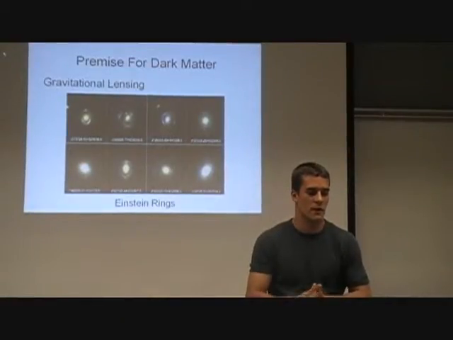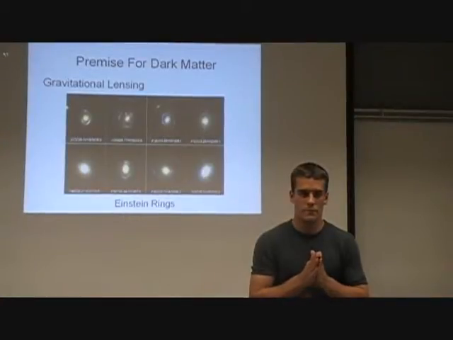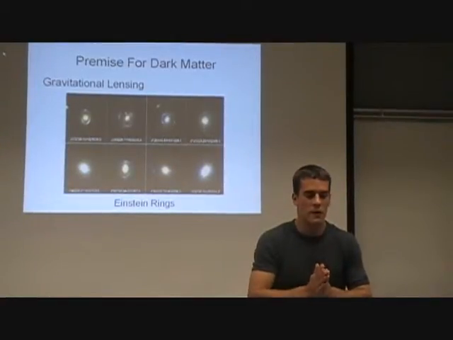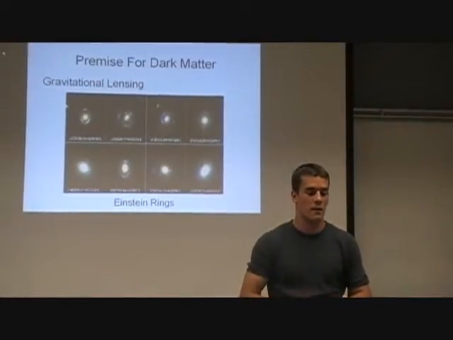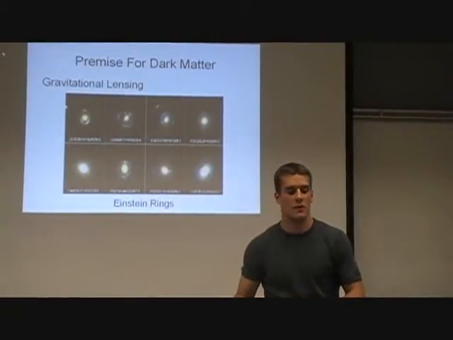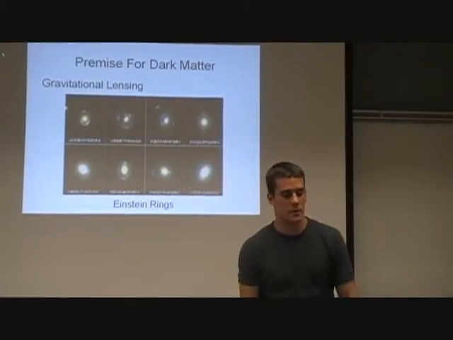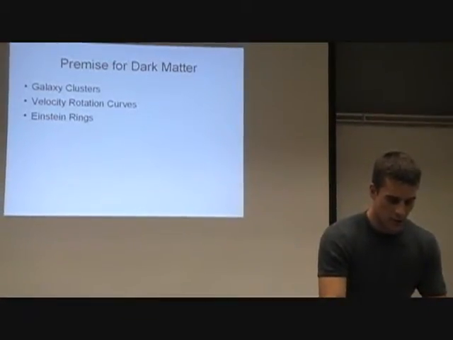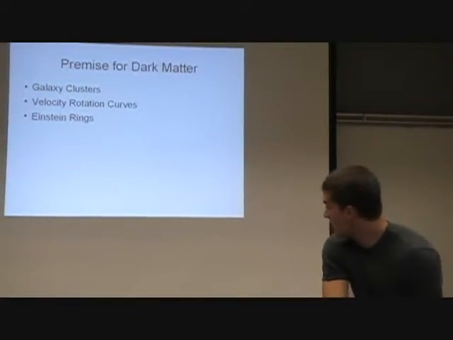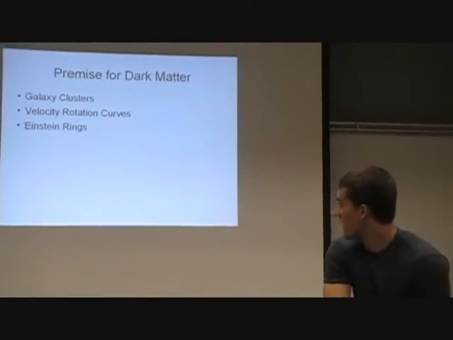Any other questions on gravitational lensing? Those are the three major lines of evidence that have convinced most astrophysicists that there's dark matter in our universe, that there's a lot of it, and that it's prevalent throughout the universe. Hopefully I've convinced you a bit that it's real. Like I said, the three main lines: galaxy clusters, velocity rotation curves, and Einstein rings.